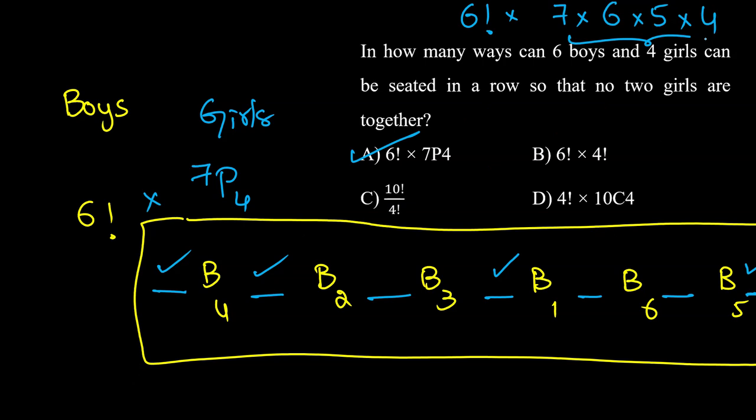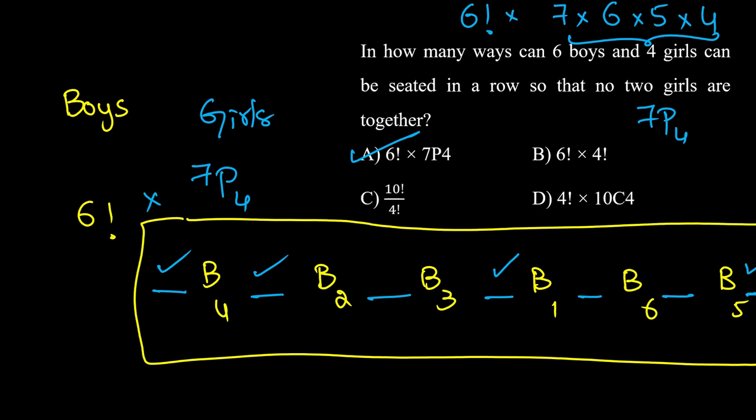This 7 into 6 into 5 into 4 is nothing but 7p4. 6 factorial into 7p4 is your option A. Right. Now listen, girls are not together. B2, B3 are together. Boys together is okay. B2, B3, is there any person between? Nobody is between B2 and B3. They are together.